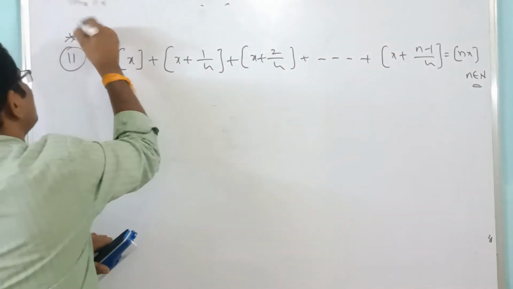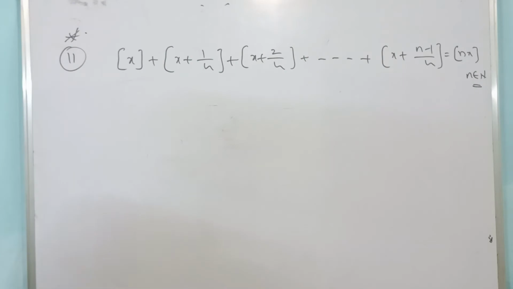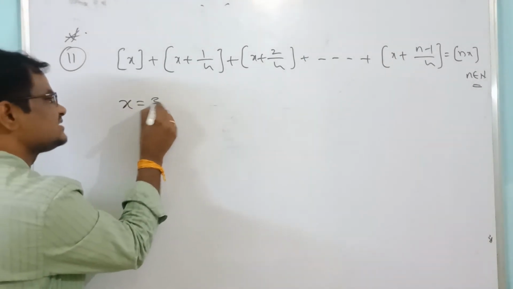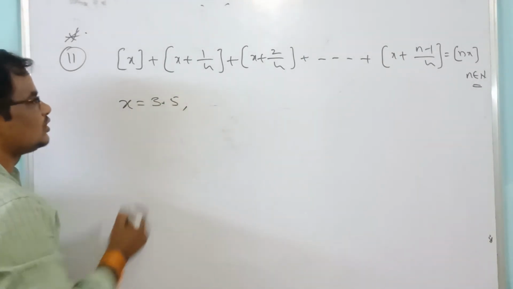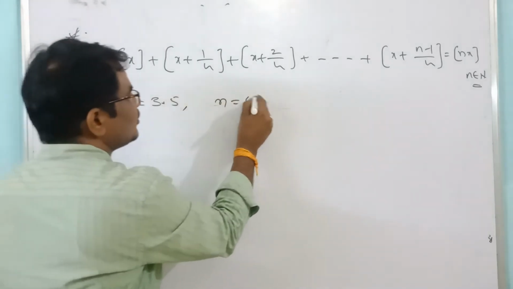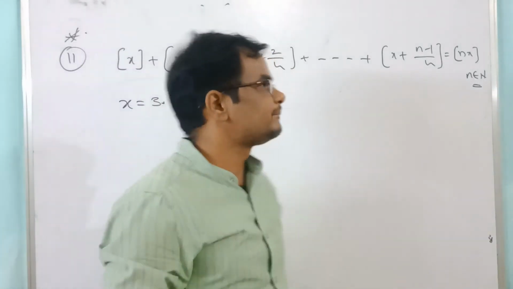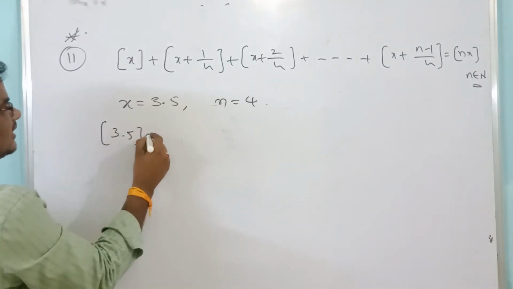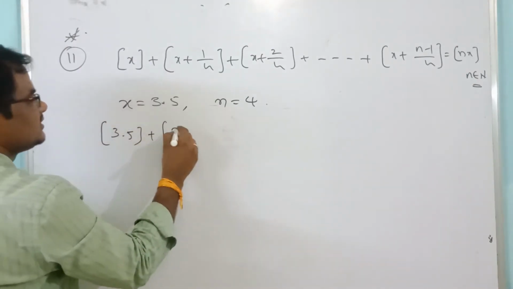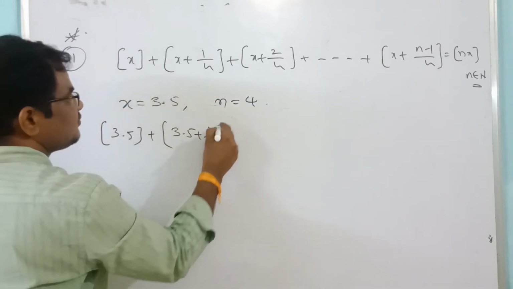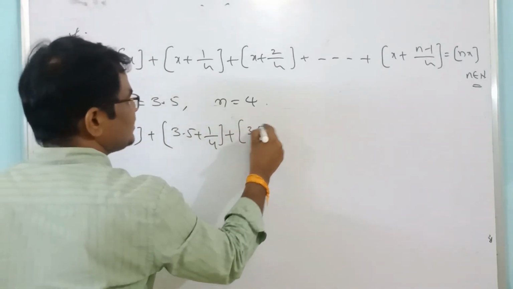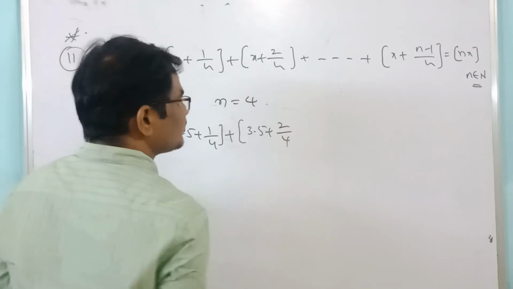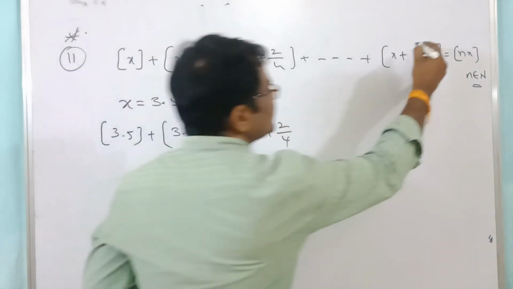So this is also an important one. Here also I will take the same example. You take x equal to 3.5 and n equal to 4. Verify. Substitute here: floor of 3.5, plus floor of 3.5 plus 1 by 4, plus floor of 3.5 plus 2 by 4, up to where we have to write n minus 1 here also.